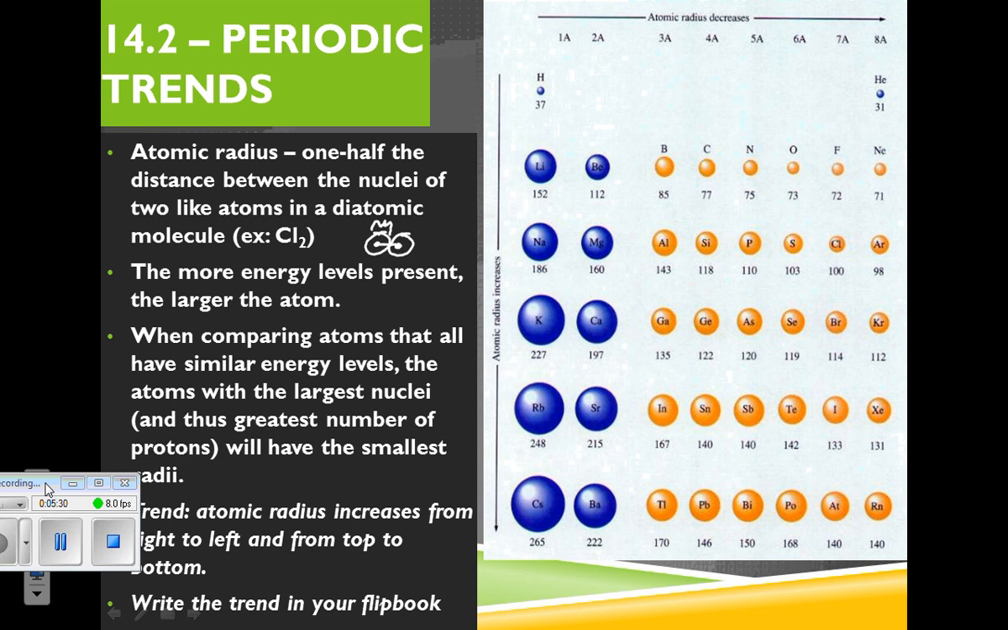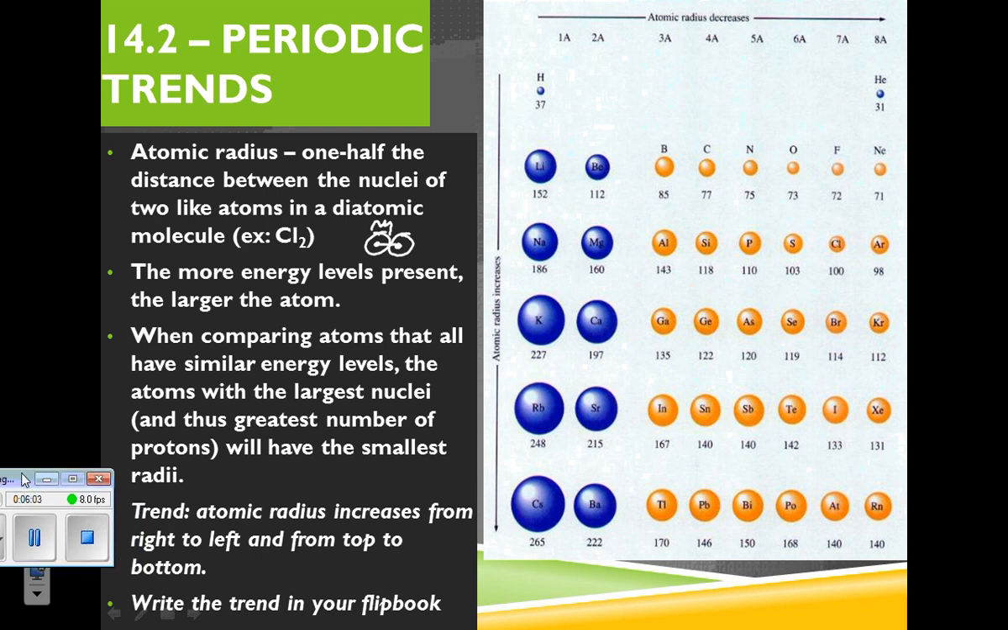The more energy levels present, the larger the atom's going to be, because it's going to force those two nuclei farther apart. When comparing atoms that all have similar energy levels, the atoms with the largest nuclei, and thus the greatest number of protons, will have the smallest radii. The guys who have the biggest nucleus, the most protons, are going to be the smallest in size because their powerful nucleus is pulling the outside electrons in.